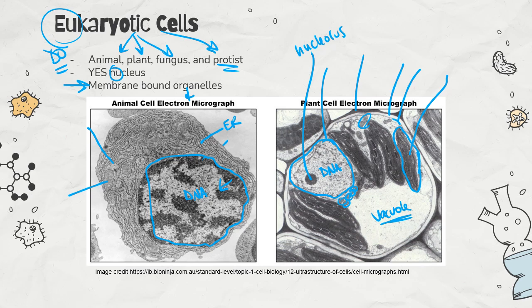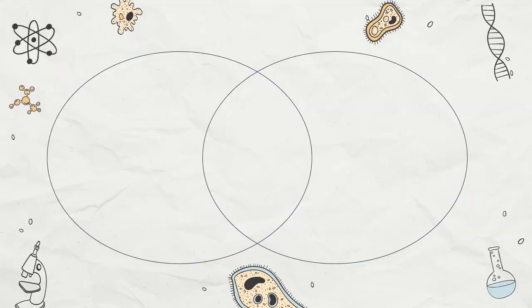Sometimes we oversimplify and we say animal cells have mitochondria and plant cells have chloroplasts. Plant cells actually have chloroplasts and mitochondria. They're amazing. Let's pause for a moment to compare and contrast eukaryotic cells and prokaryotic cells. If you want to pause the video and do this on your own and then come back and check, that would be amazing. If you want to do it with me, that works too.